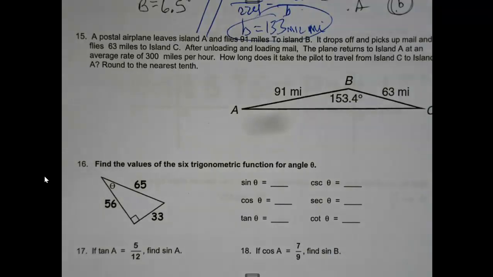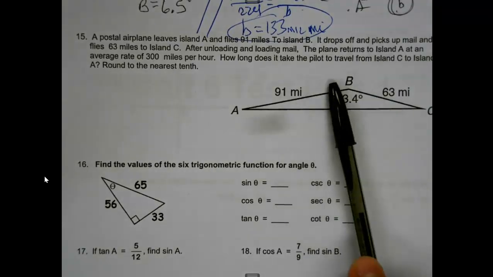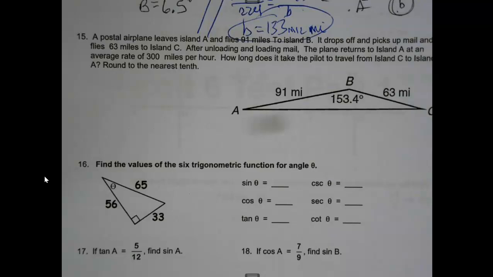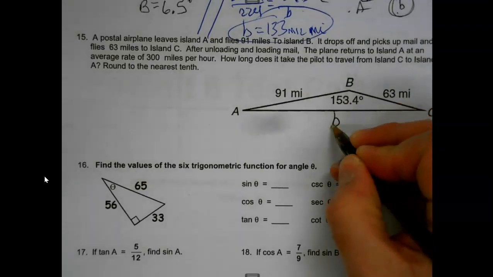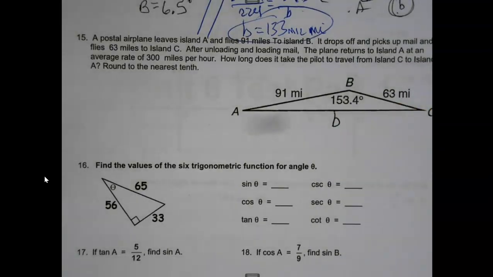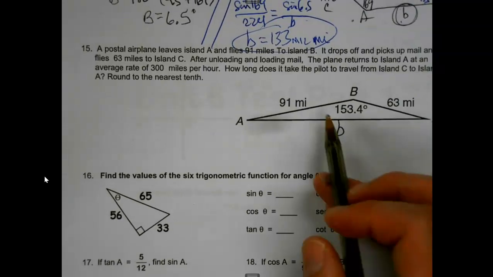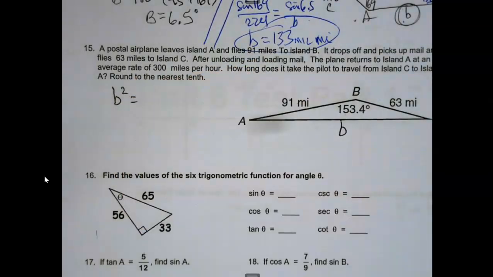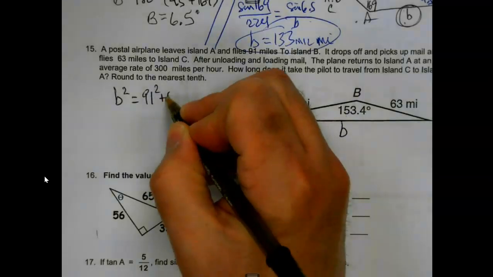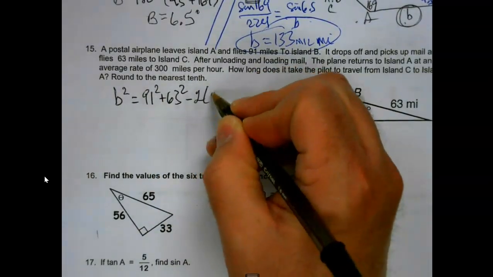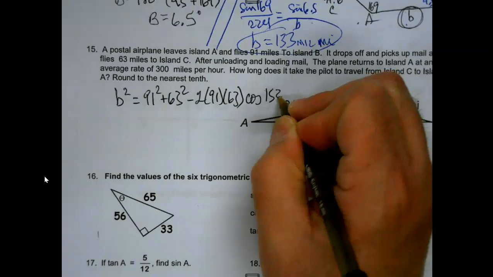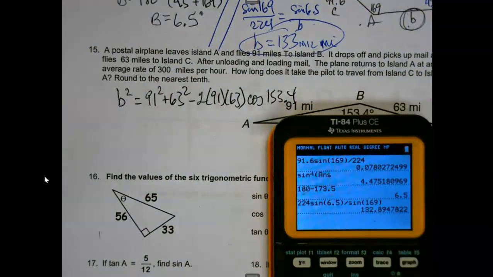All right, postal airplane leaves A, flies 91 to B, drops off 61 to C, returns to A at an average rate of 300 miles per hour. How long does it take the pilot to travel from island C to island A? In other words, what's B? Round to the nearest tenth. Okay, so I have two sides in a non-corresponding angle. So back to the law of cosines we go. So we take the sum of our squares minus 2 times their product times the cosine of that angle. All right, let's see what we got here.